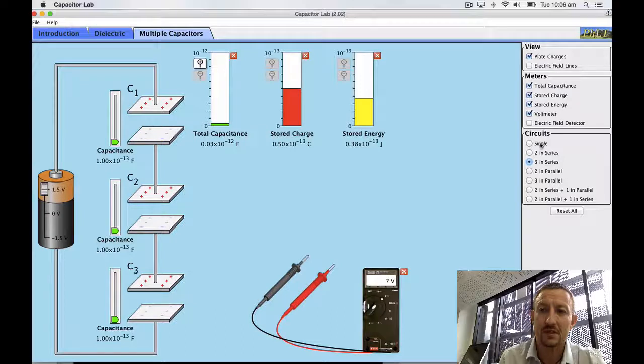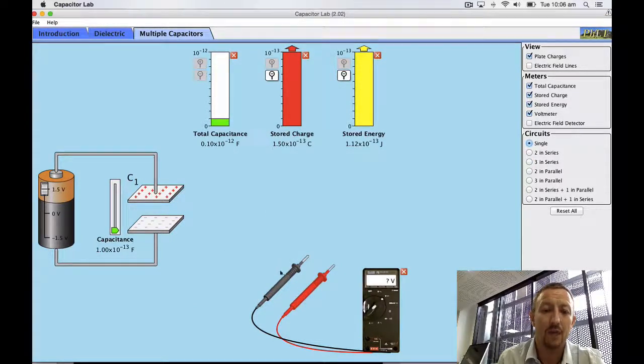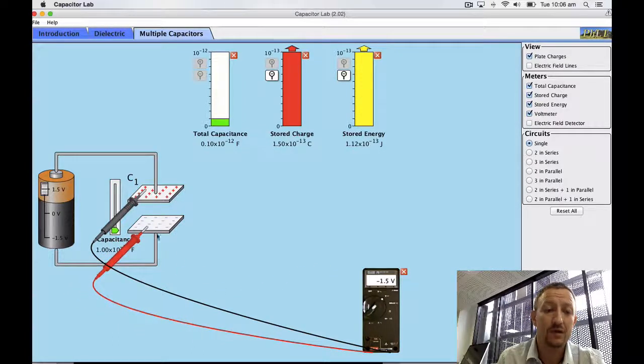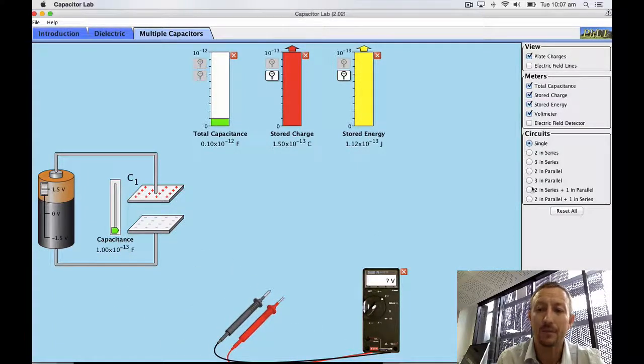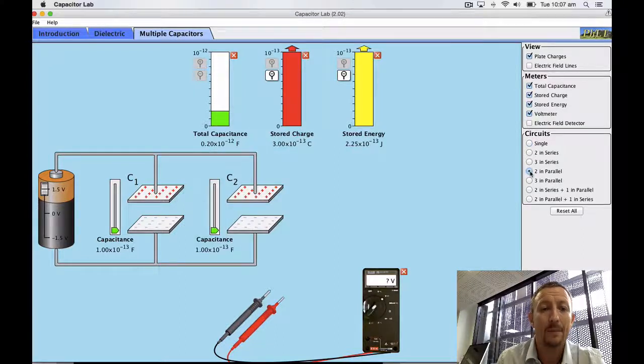So let's go back to our single capacitor. We've still got 1.5 volts across our capacitor, and we know that we're dealing with a total capacitance of 0.1 times 10 to the negative 12 farads. Let's see what happens when we put them in parallel. If I put one in parallel, look what happens to the capacitance. It goes up. Remember, total capacitance in parallel is C total equals C1 plus C2 plus however many more I've got.